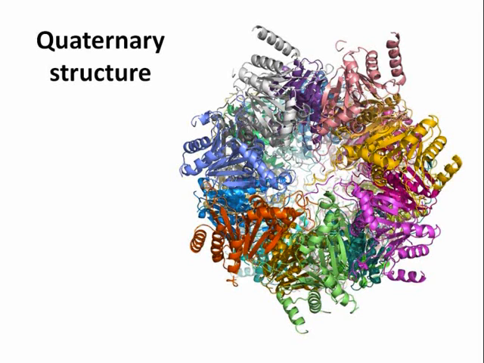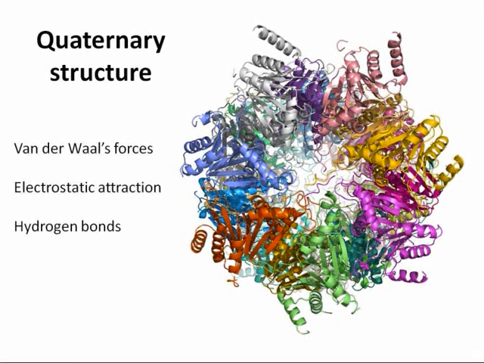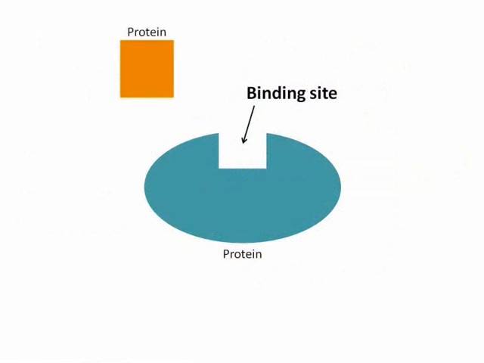The chain of amino acids is held together by strong covalent bonds. Secondary, tertiary and quaternary structures are held together by weaker intermolecular forces such as van der Waals forces, electrostatic attraction and hydrogen bonds. A protein structure is integral to its function.